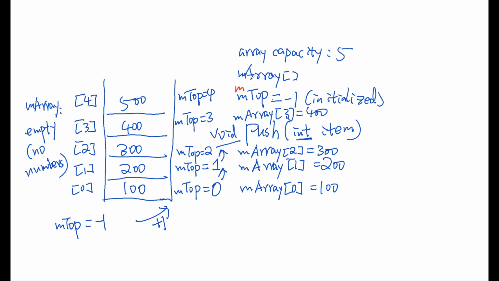And then in this case, that M array is going to be updated to 500. Now can I add 600? No, you cannot. Because the array capacity is 5. If you want to add, you cannot do M array sub 5. This will give you an array out of index error.